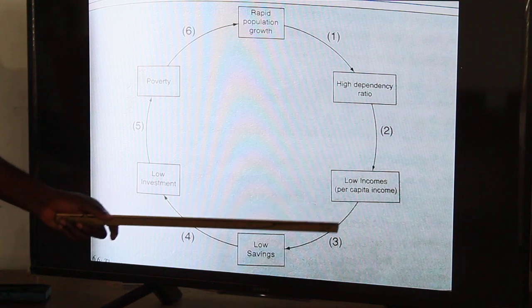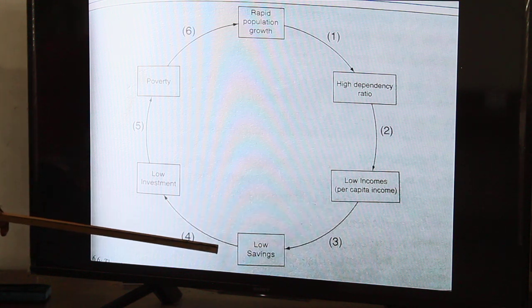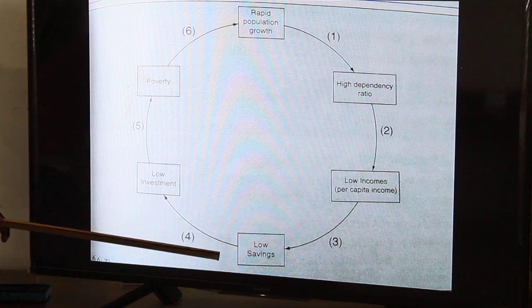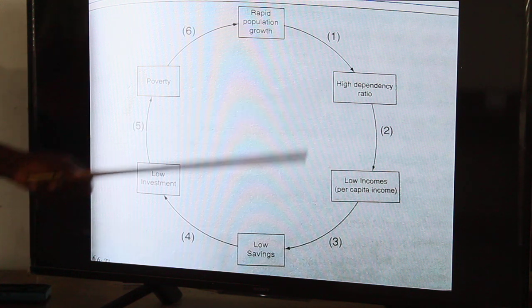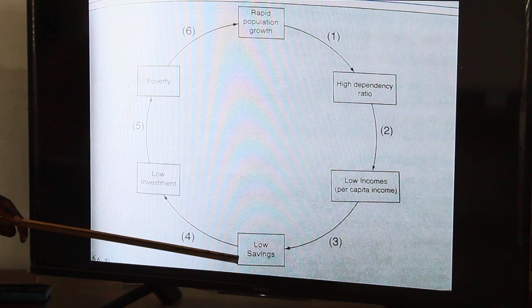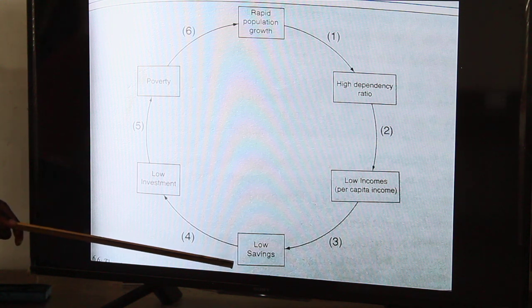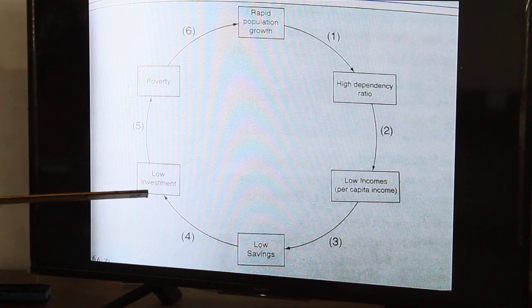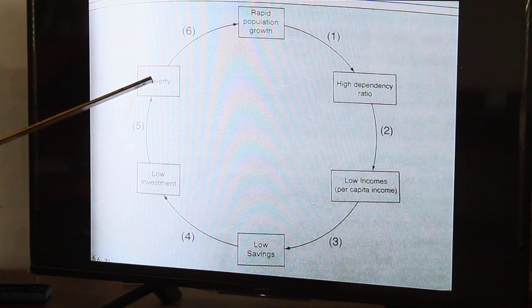Because of that, it leads to low savings. The few who are working are supporting the majority who are not working because of the high dependency level. So there is low savings. If people don't save, what happens? There is low investment. They are not able to start businesses. Everything they earn, they consume. There is no savings, there is no investment. If they don't invest, what happens? They become poor. It leads to poverty.